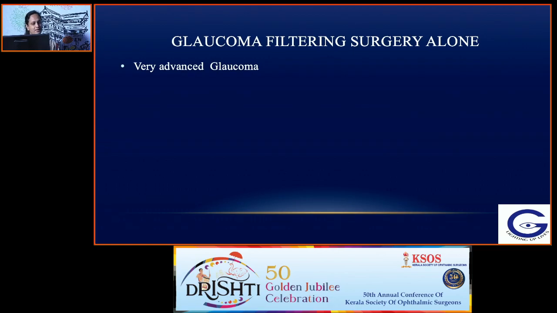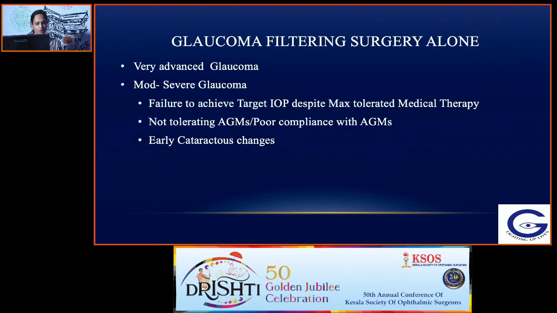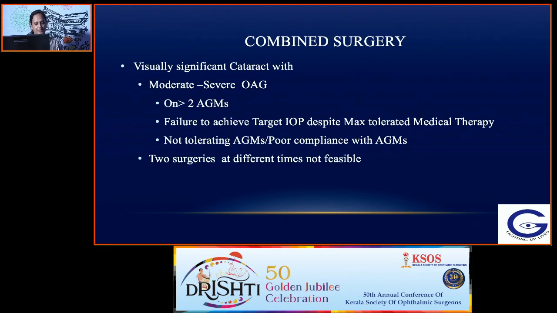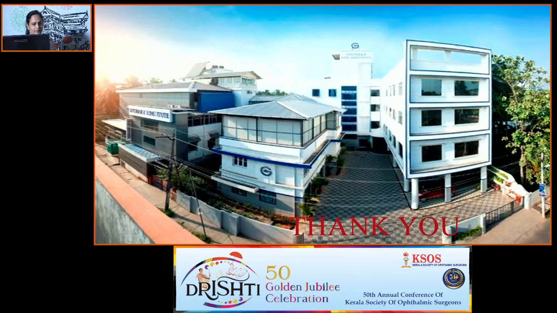Glaucoma filtering surgery alone in case of very advanced glaucoma, moderate to severe glaucoma, in case of failure to achieve target IOP despite maximum medical therapy, if not tolerating AGMs or poorly complying with AGMs, with early cataract changes. Combined surgery for visually significant cataract with moderate to severe open angle glaucomas with more than 2 AGMs, failure to achieve the target with maximum therapy, or not tolerating or complying with AGMs, and if 2 surgeries at different times are not feasible. Thank you.